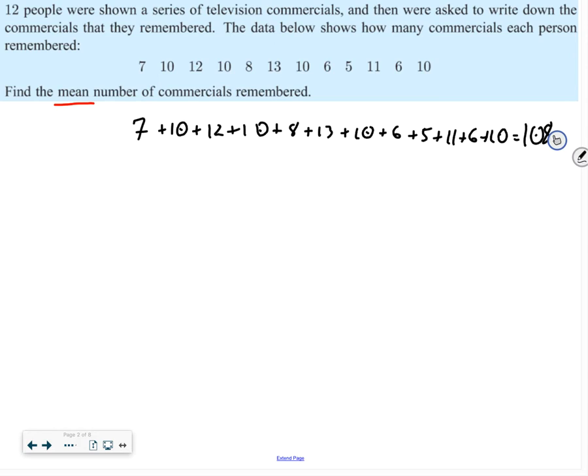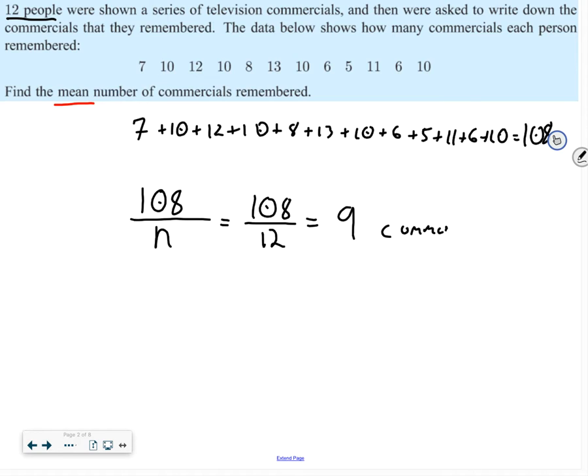So then I take 108, I divide it by my n. Well, n is the number of sets of data, so I have 12, so I have 108 divided by 12, and that equals 9. So 9 commercials was the mean for people remembering. Okay, let's look at another example here.